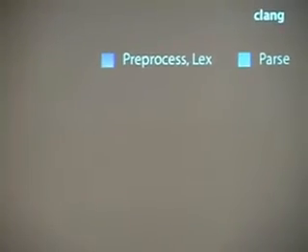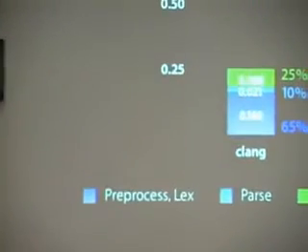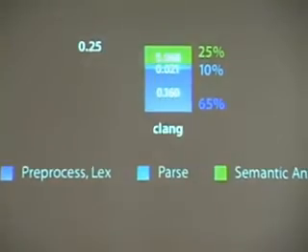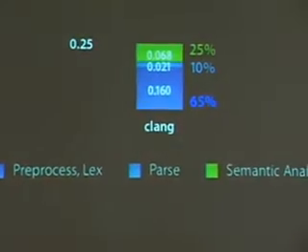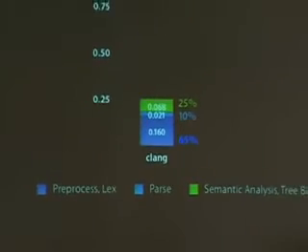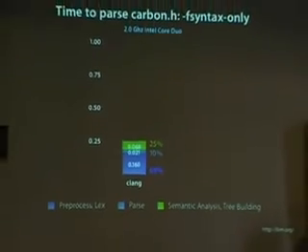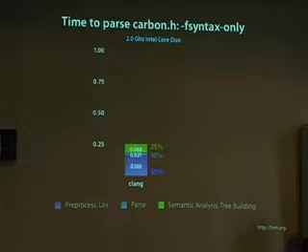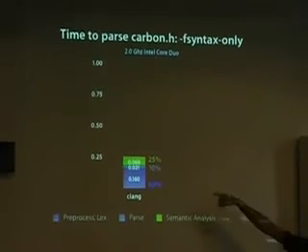If you look at the percentage breakdown, we're spending 35% of our time in the AST building and type checking stuff, and 65% of our time in preprocessing. Again, this is for a massive header file, right? If you have 12 megabytes of source code that actually contains statements and declarations and expressions and other stuff, I'm sure it would be weighted more towards the semantic analyzer.